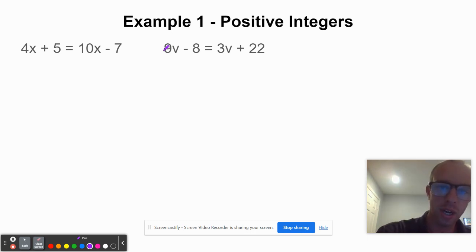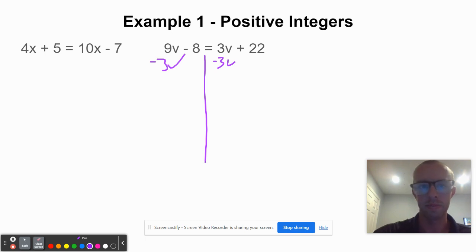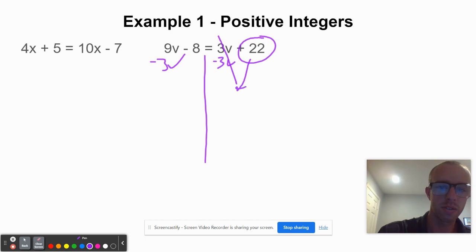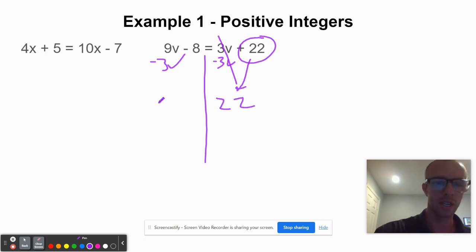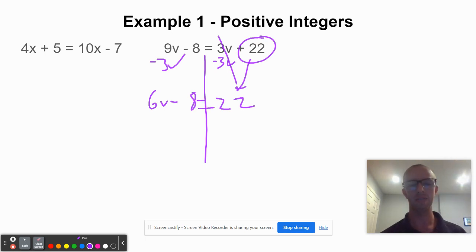So to get rid of this positive 3v, I'm going to subtract 3v on both sides of the equation. These cancel out. The only thing left on this side is this 22, so it can just come straight down. And on this side, notice that I always line up my variables. I'm not that organized. My room's a little bit messy, but my math has to be organized. So 9v minus 3v is 6v. I didn't use this minus 8. It comes straight down. We get 6v minus 8 equals 22.